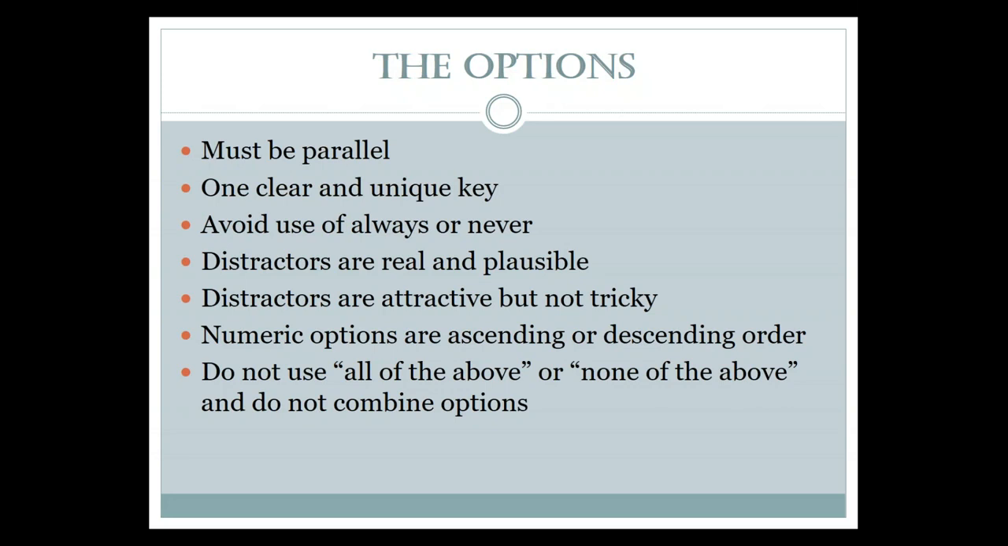If we write numeric options, they should be in ascending or descending order with no overlap. So if A is 1 to 5, B is going to be 6 to 10, not 1 to 5, 5 to 10. We also do not use all of the above or none of the above or combination options as answer choices.